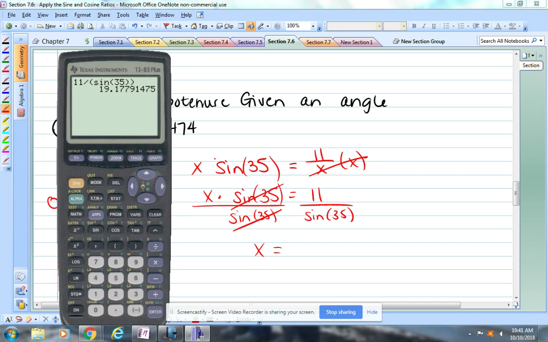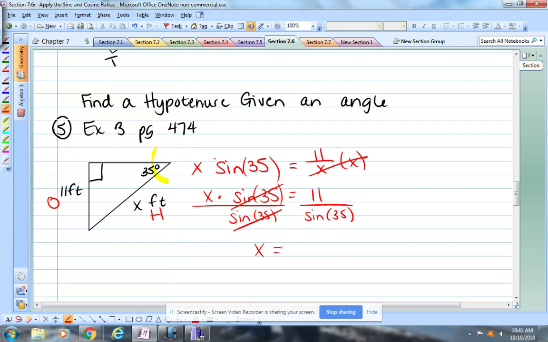We good? Okay, so x is approximately 19.2 feet. Does that make sense? That's supposed to be the hypotenuse, isn't it? Is it longer than the other side we got? Okay, good. All right, we good?